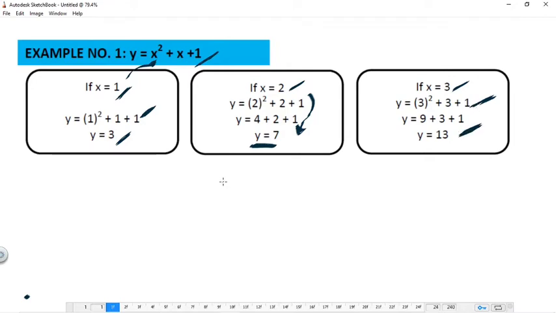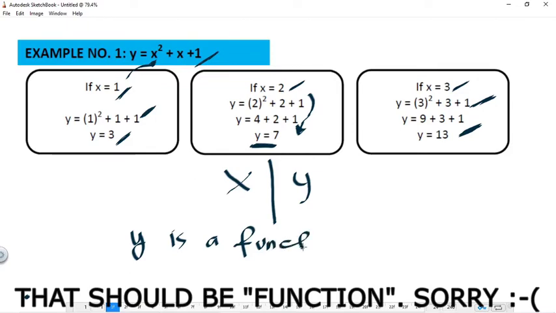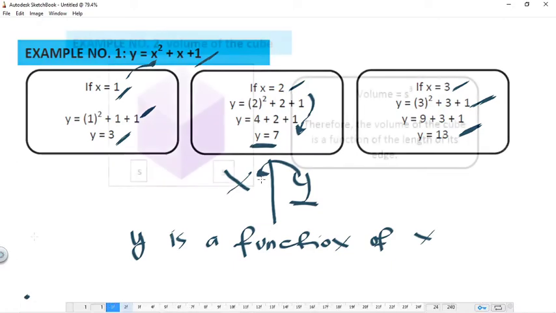If you look at this, this is an application of function because for every value of x, there is a corresponding value for y. We can conclude that y is a function of x for this example because y is dependent on x.